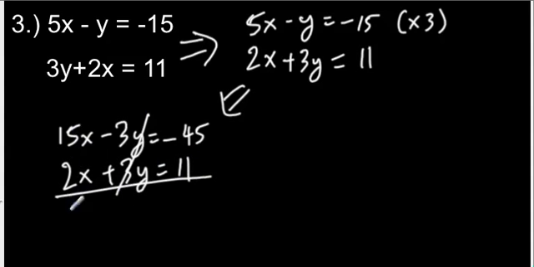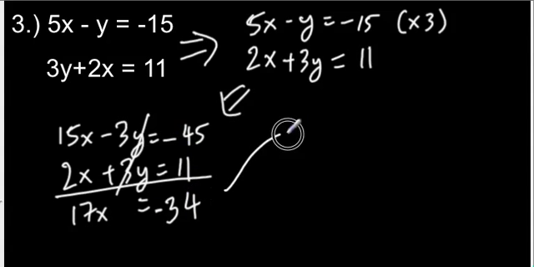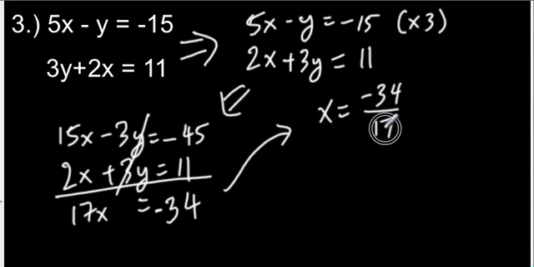Now we want to add these up. So these cancel out. If we add them up, 15x plus 2x is 17x. And negative 45 plus 11, what is that? It's negative 34, right? Because negative 45 plus 11 is negative 34. So x is then negative 34 divided by 17, and that's equal to negative 2.